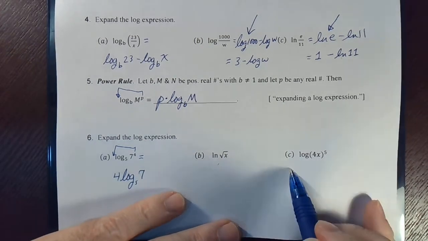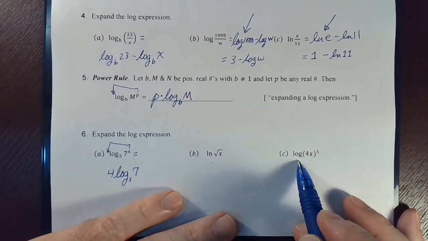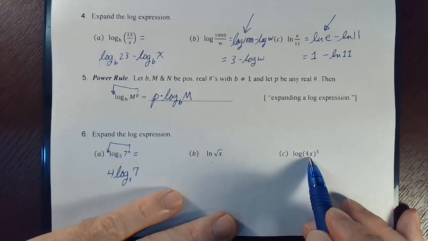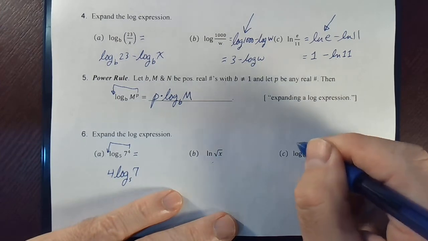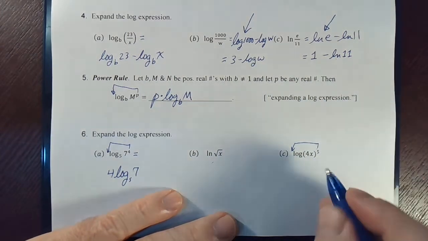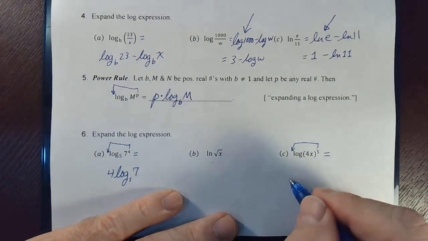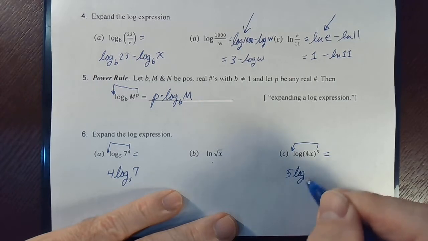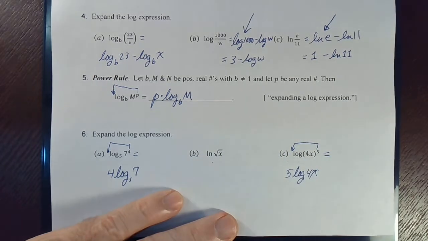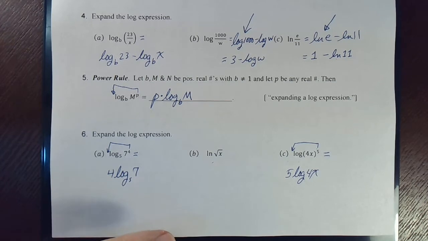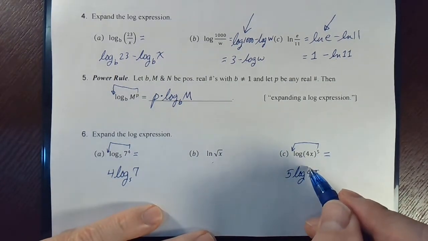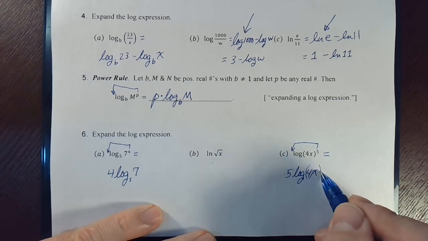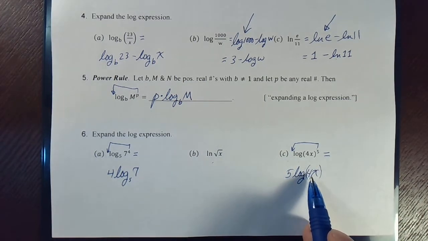Let's do this one last. Let's jump over to this. Here we have the log of 4x to the 5th power. So we're going to bring that 5 down to there. So that's equal to 5 log 4x. Okay, and the parentheses are optional. It does make it more clear. But if you take the log and then there's something multiplied together, you multiply before you take the log.